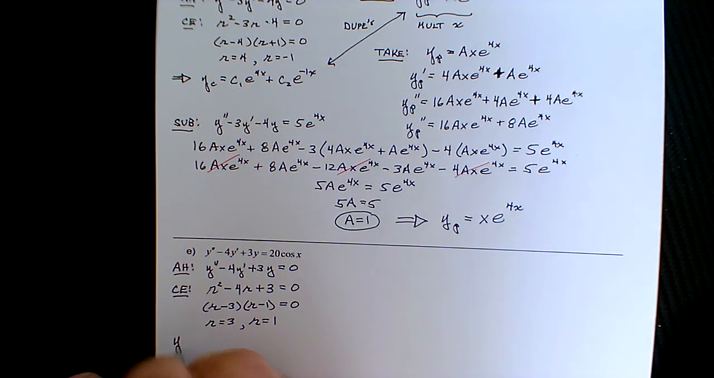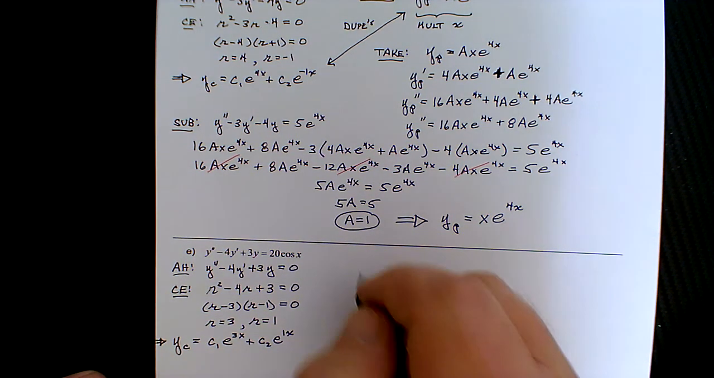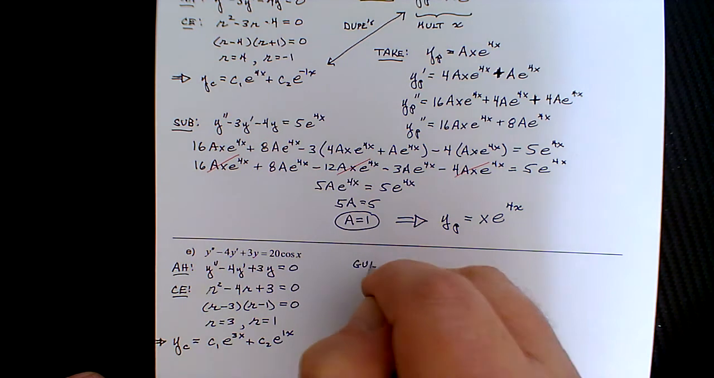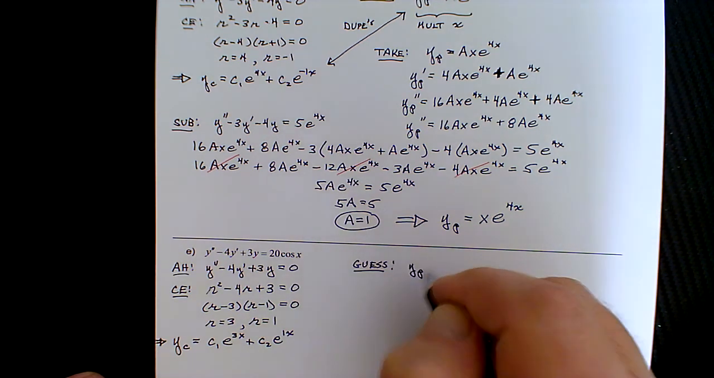Again, these are real distinct roots, so the complementary function is c1 e to the 3x plus c2 e to the 1x, or just simply x. Okay, and then we make a guess for our particular solution.